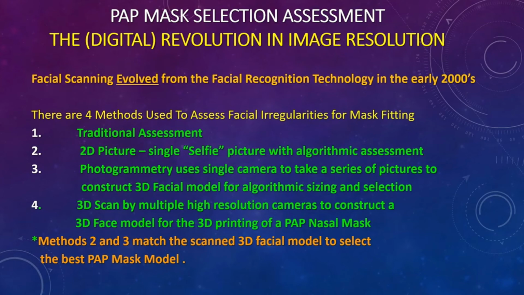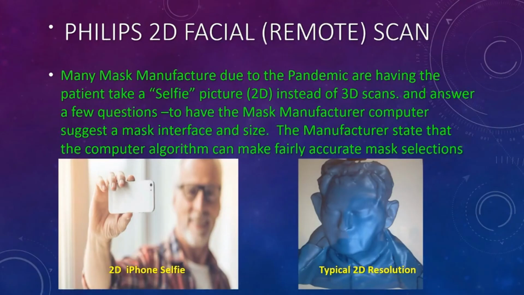The third method is photogrammetry, which uses a single camera to take a series of pictures to construct a 3D facial model. The algorithm then goes through a list of masks and selects the right fitting mask and size based upon this 3D model. Finally, the last method for scanning the face is a 3D scan by multiple cameras of high resolution to construct a 3D facial model and for the eventual printing of the 3D mask.